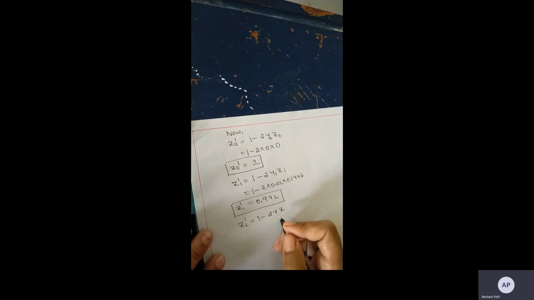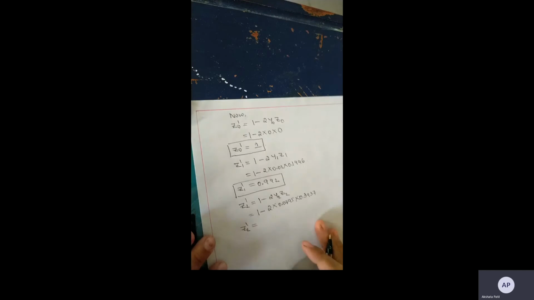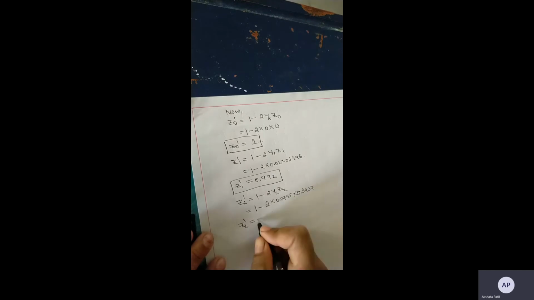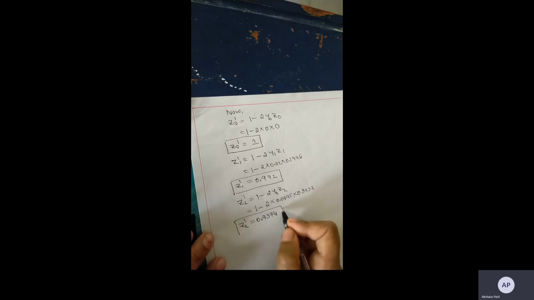Okay. Now z2 dash equals 1 minus 2 into yz. So again consider the given differential equation here. Y is considered as y2, z is considered as z2. Let us substitute the values of y2 and z2 here. Y2 value is 0.0795 into z2 value is 0.3937. Simplify it, you will get z2 dash which equals 0.9374. Okay, so this is our z2 dash value.